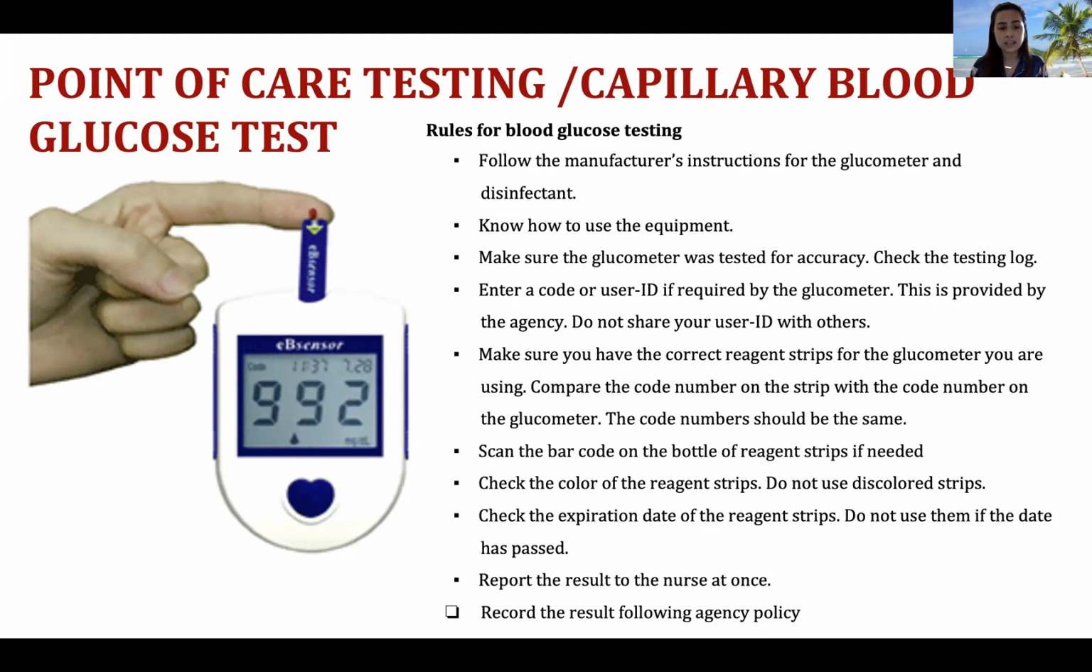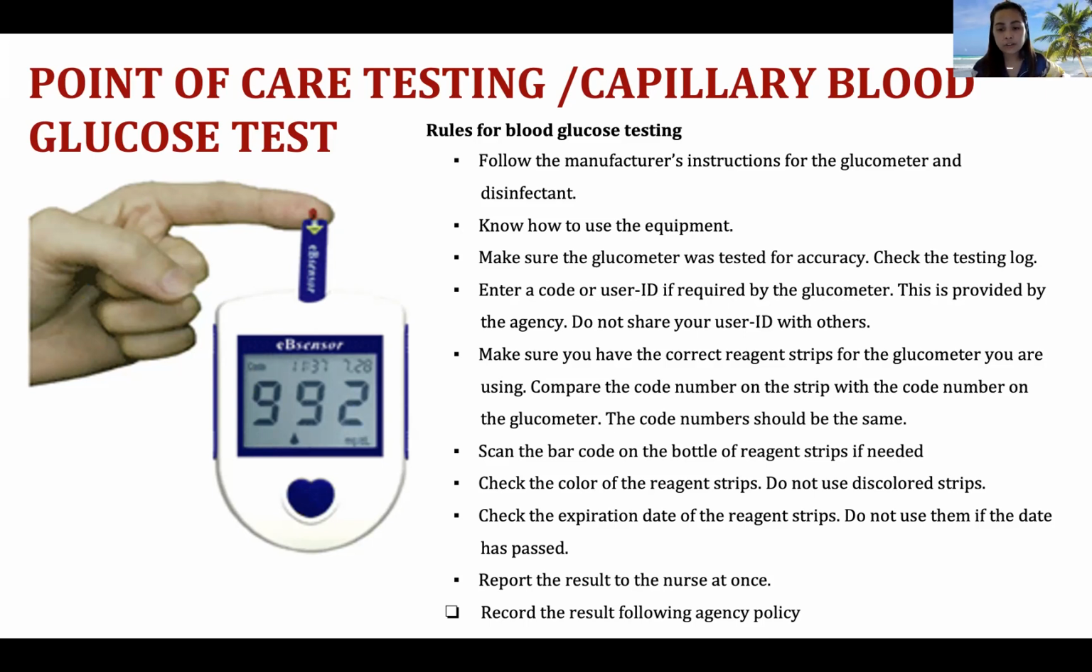It's not that easy. Sometimes we have different techniques just to make sure that it is accurate. Make sure the glucometer was tested for accuracy. Enter a code or user ID if required by the glucometer. Make sure you have the correct reagent strips. Don't put strips of other brands in your glucometer because it will not work. Scan the barcodes on the bottle of reagent strips if needed. It depends upon the type of the glucometer.